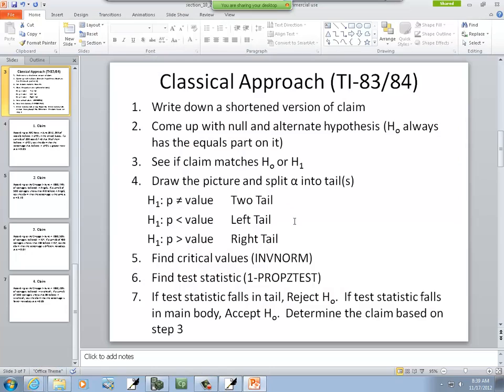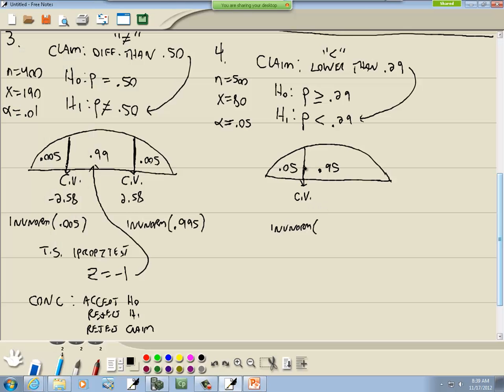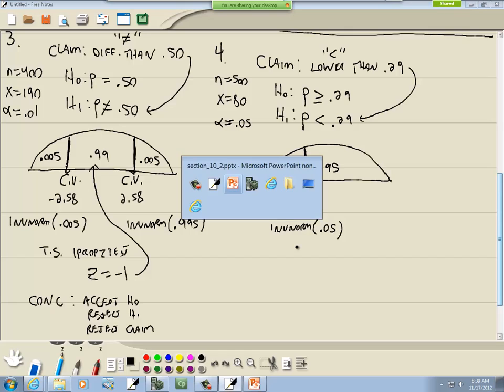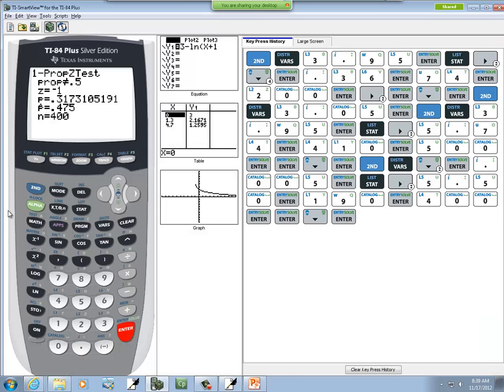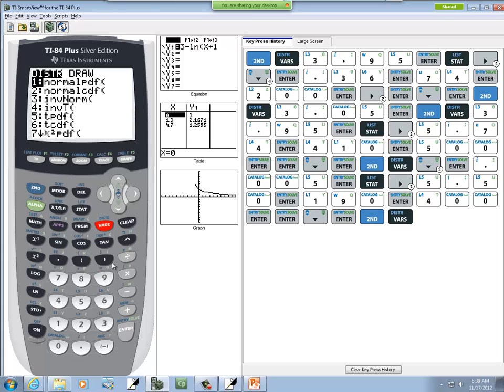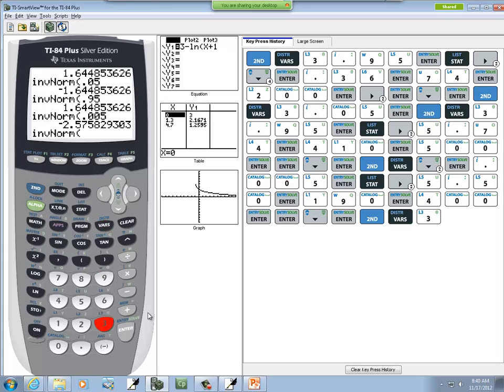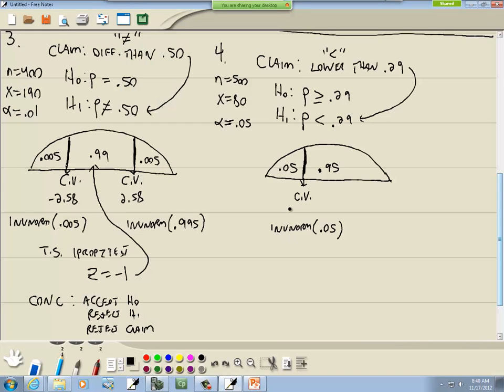For our critical value, find the critical values, use INV norm. INV norm is based upon the area to the left, which is 0.05. So I do second vars and choose INV norm and 0.05. That gives negative 1.64.